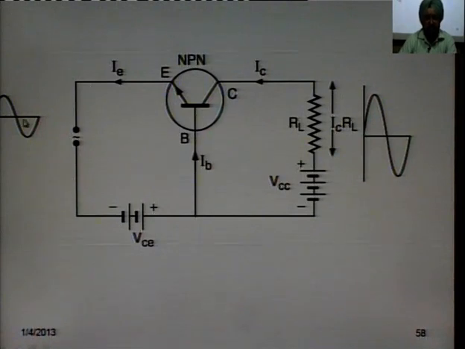Now, when the positive half cycle comes at the emitter, the emitter is attached to the negative of the battery, it makes the emitter more positive, which means it increases the forward biasing. If forward biasing increases, emitter current increases. And as I have shown you in the last slide, the emitter current is the sum of base current and collector current. So, if emitter current has increased, base current and collector current also increase.